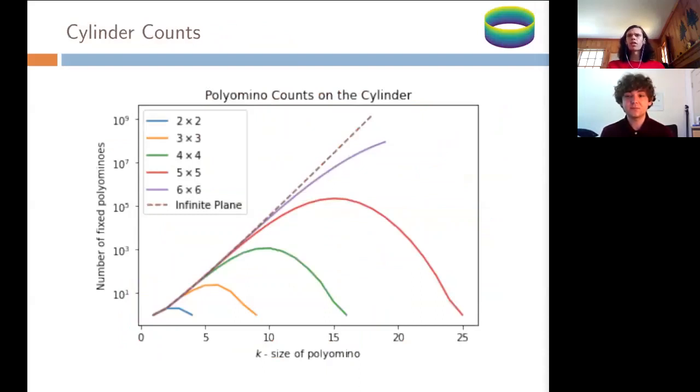The implementation of the cylinder uses the same standard form as the torus, but there are simply fewer translations that must be checked. And as we can see, the graph looks very similar to that of the torus.